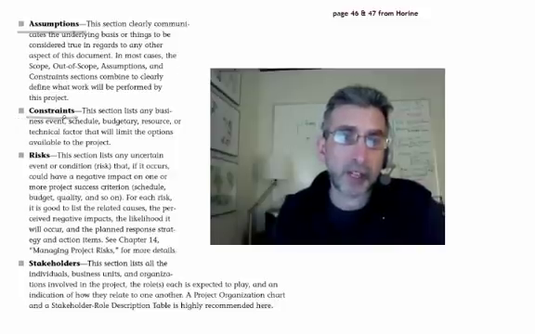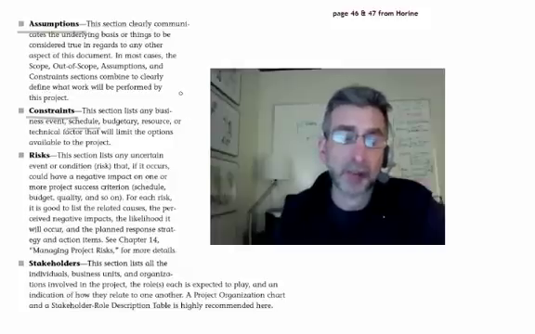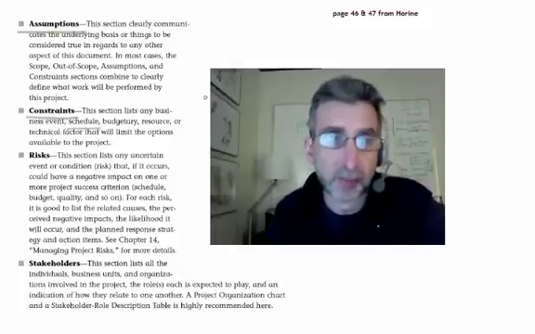The next are constraints, and as it says here, this lists any schedule, budgetary, resources, or other factors that will limit the options available to the project. Schedule-wise, what limits it is that you might be doing it over the 12-week period if you're doing it this summer.